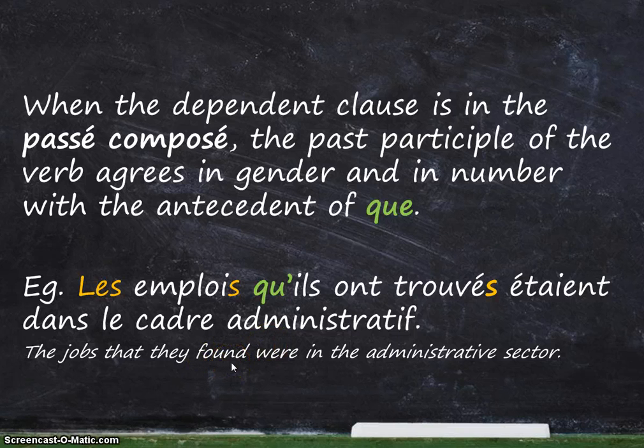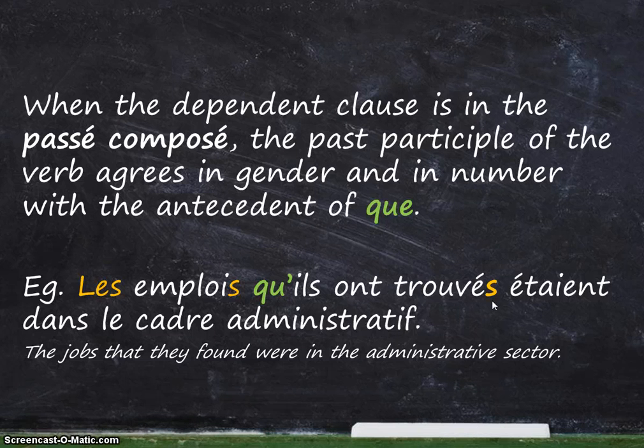So what did they find? They found jobs. Okay, that's why trouver, to find, has an s here. I made sure you can see the color code here. It has an s because they found what? Jobs, emplois. And it's masculine and plural. So that's why you're going to have only an s. I hope you really, really understand that.